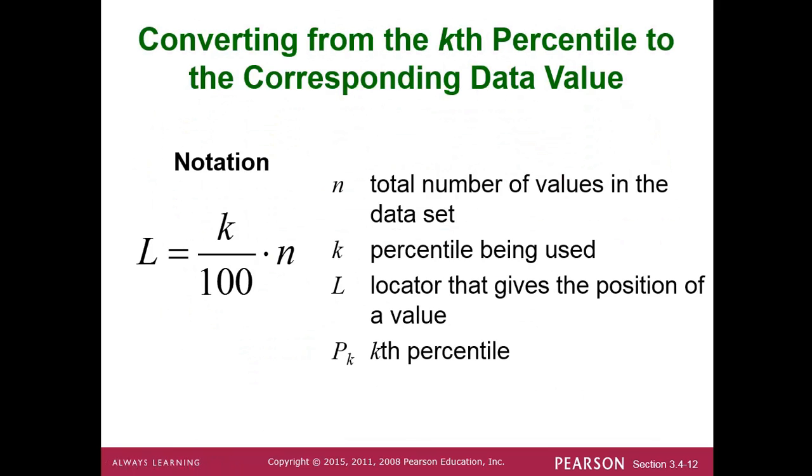If, however, we're given the percentile and we want to find a data value that matches it, we're going to use what's called a locator here. And we would take the percentile divided by 100 and multiply it by the size of our sample.